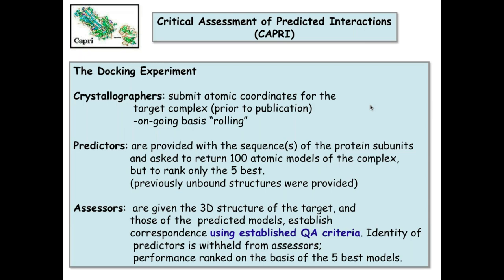A long time ago, only unbound structures were provided. Now we only provide sequences. The assessing team has always been the same team of assessors, which is also different from CASP. They are given the three-dimensional structures of the target in confidence and all the structures of predicted models. They have to establish the correspondence between the target and the model using established quality assessment criteria, and this is very important. I'll summarize these criteria in a moment. The identity of the predictors is withheld from the assessors, and the performance of a particular group is ranked on the basis of the 5 best predicted models.